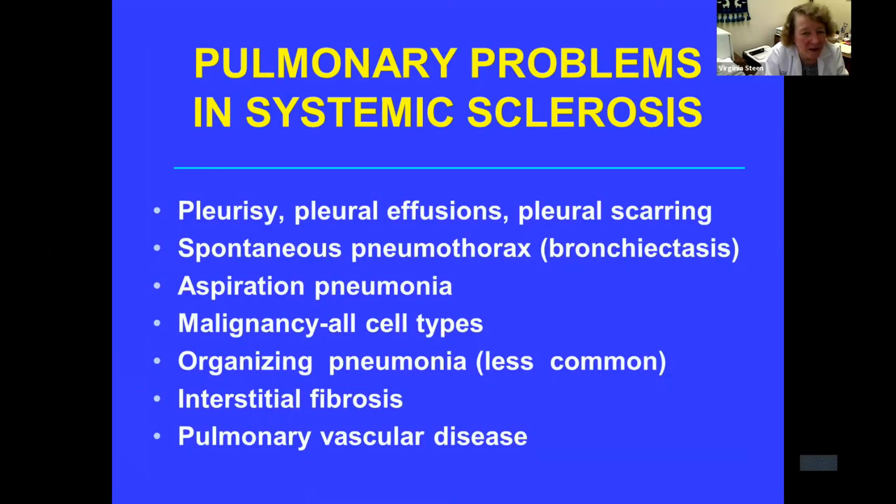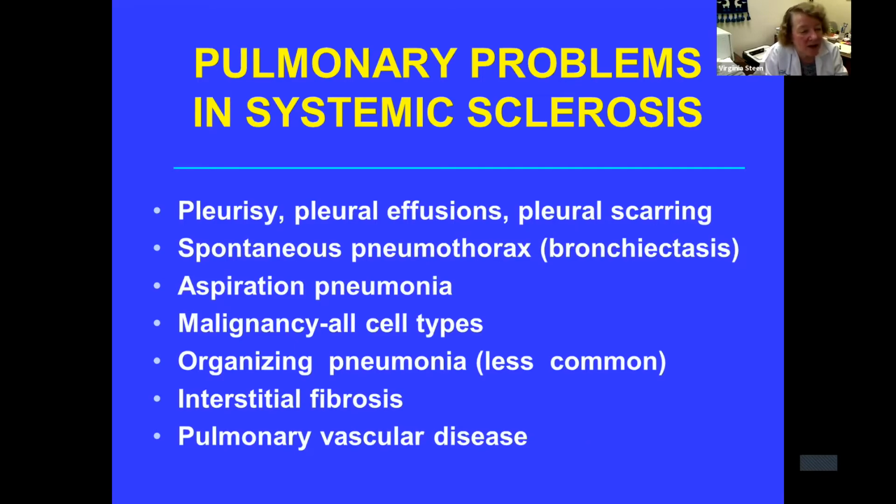So pulmonary problems. As I mentioned earlier, pulmonary disease has been the main focus of all of our treatment efforts in the last 20 years. Some of our patients can have pleurisy or pleural effusions or pleural scarring. Actually, this is much more likely to be from other causes than primary from the disease itself.